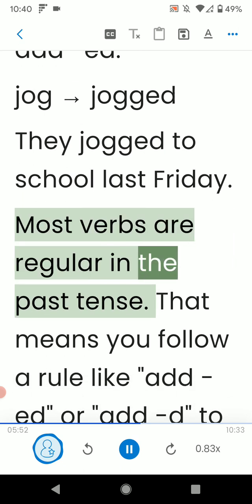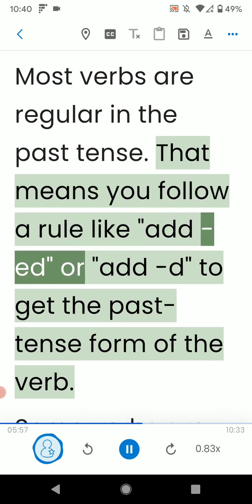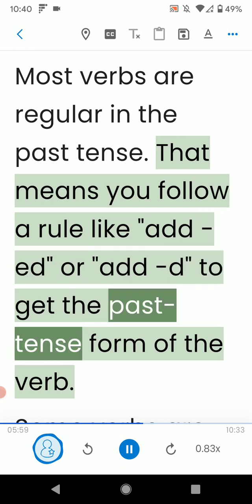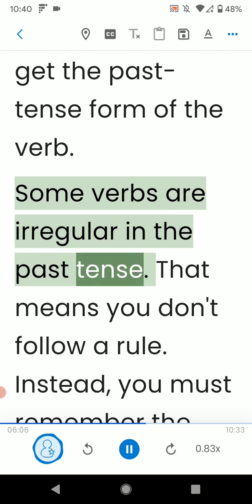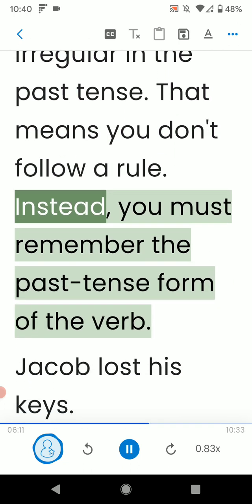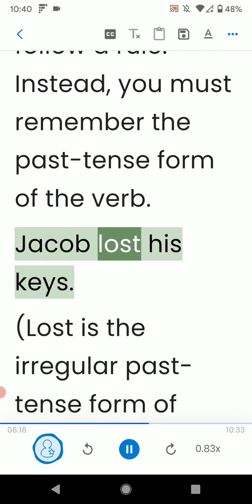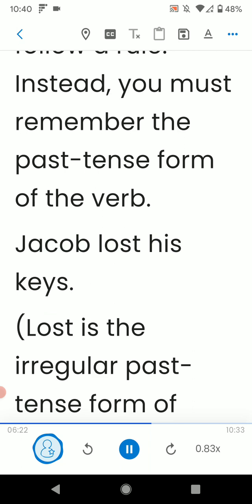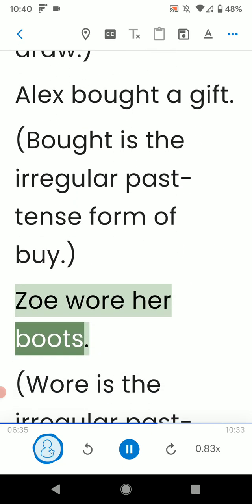Most verbs are regular in the past tense. That means you follow a rule like add ed or add d to get the past tense form of the verb. Some verbs are irregular in the past tense. That means you don't follow a rule. Instead, you must remember the past tense form of the verb. Jacob lost his keys. Haley drew a picture. Alex bought a gift. Zoe wore her boots.